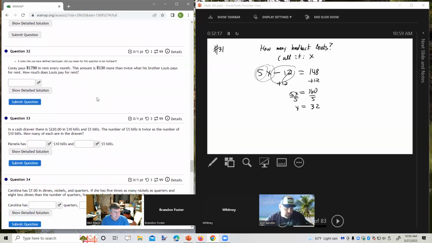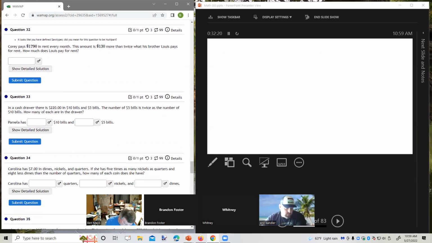Okay. Continuing on, number 32. Corey pays $1,790 in rent every month. This amount is 130 more than twice what his brother Lewis pays for rent. How much does Lewis pay? Okay, how much does Lewis pay? Call it X.